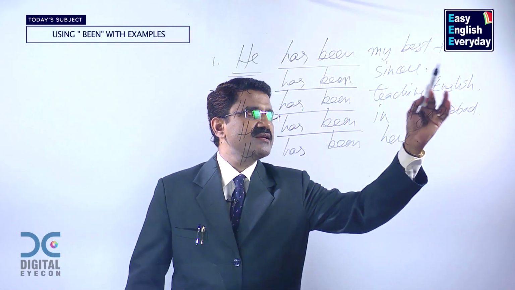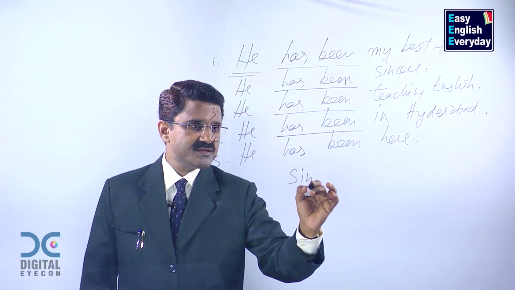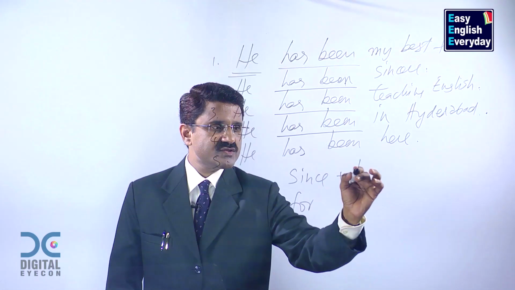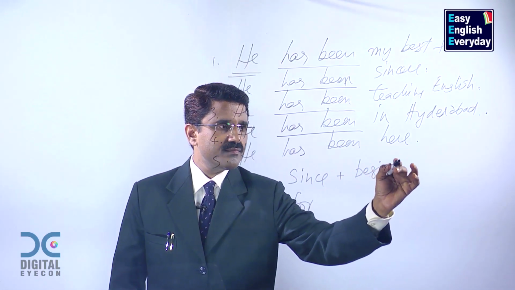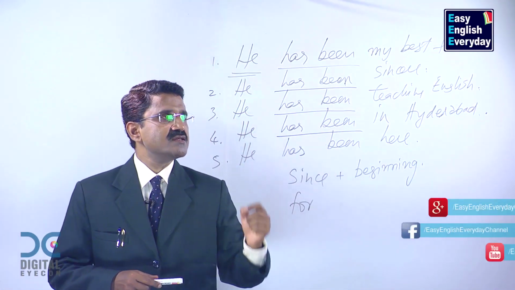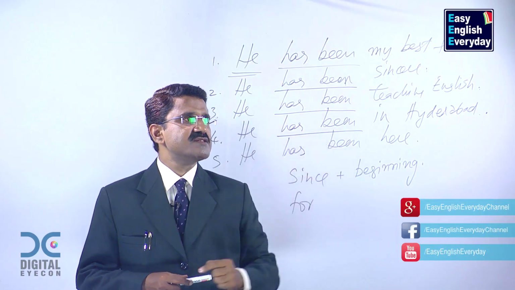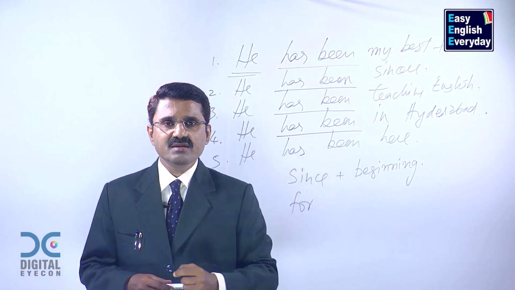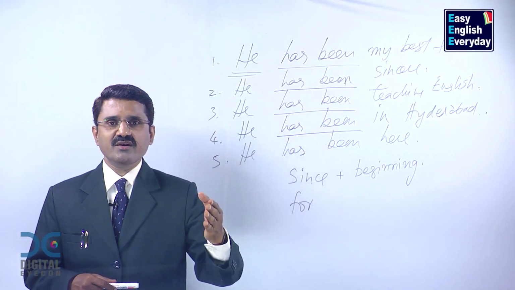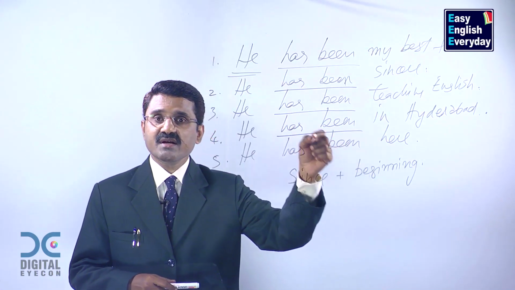And if you want to indicate something more related to time, then you have two options: since or for. If you are using since, then you must use only the beginning. He has been my best friend since 2001, January 21. He has been sincere since January 1, 2010. He has been teaching English since July 4, 1994. He has been in Hyderabad since his birth.